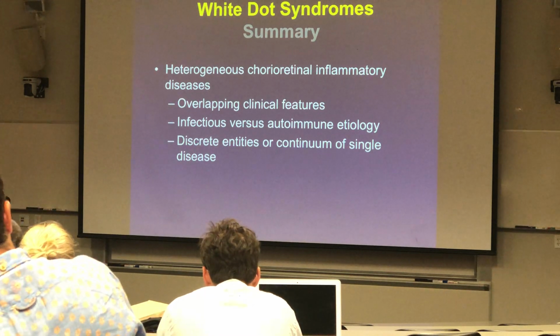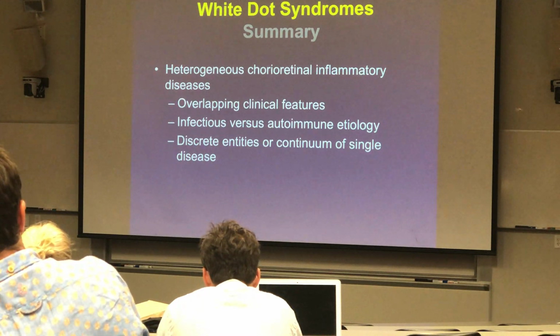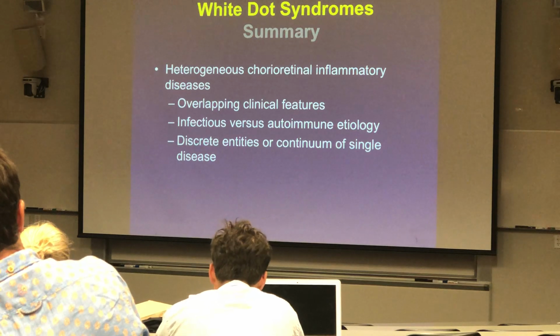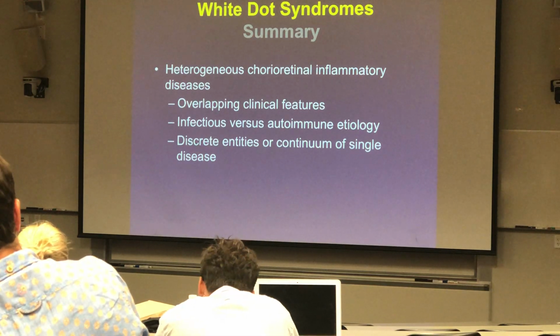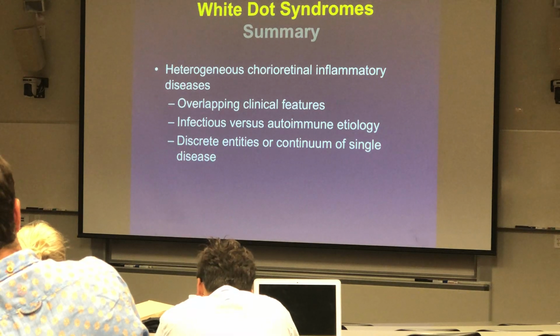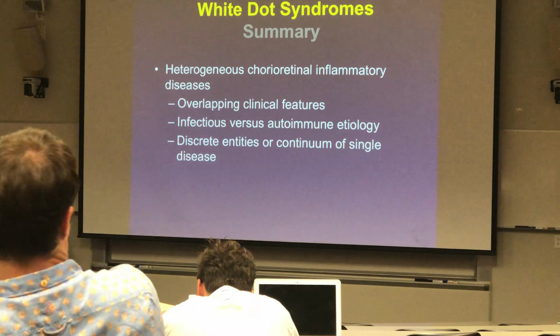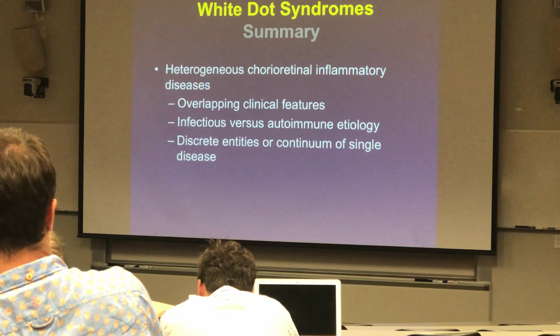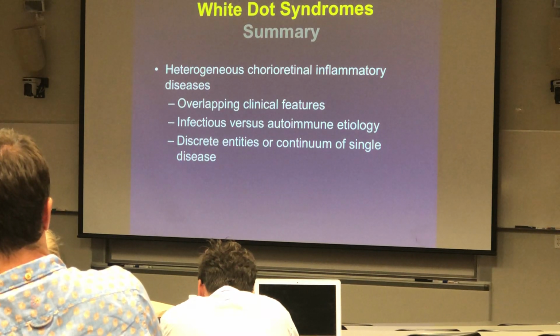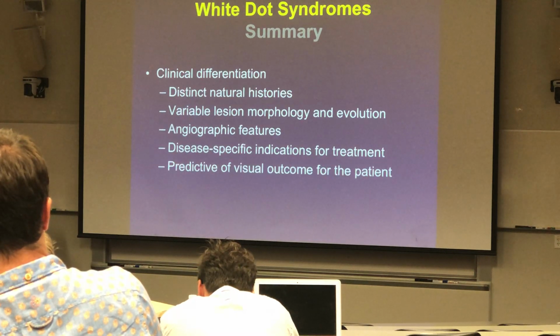So in summary, this is a heterogeneous choroidal inflammatory disease with overlapping clinical features. Infectious versus autoimmune, we don't have a clear answer. We do know that the initial presentation is usually quite inflammatory, so we use that to control. Once you get that under control, you may add an agent, for example bevacizumab, to help manage your CNV. Discrete entities or a continuous single disease? We don't have a clear answer yet. We know how to manage many of these, but we don't necessarily know the exact features. The differentiation would be the natural history, the lesion morphology and evolution over time, and the predicted visual outcome for the patient is different.